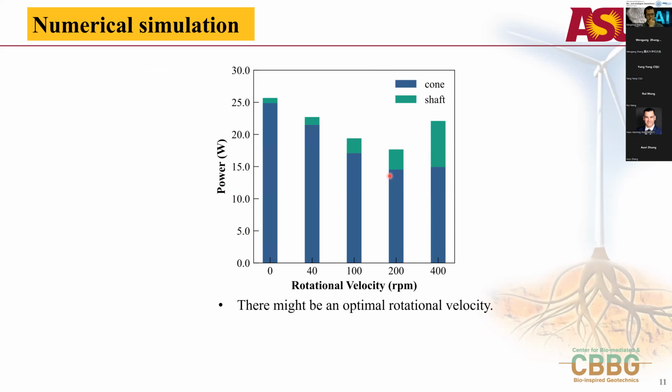We also calculated the power consumption for each case. Here we can see that the power consumption decreases first and then increases with the increase of the rotational velocity, which means there might be an optimal rotational velocity which can reduce the penetration resistance, but also minimize the energy. So in this study, we think the optimal velocity is maybe 200 RPM.